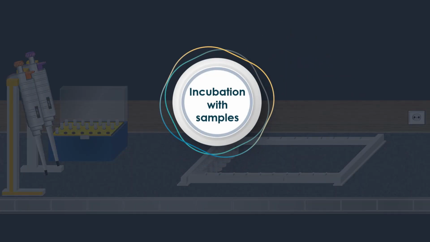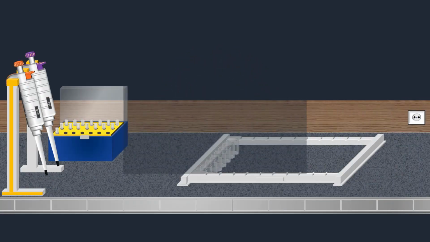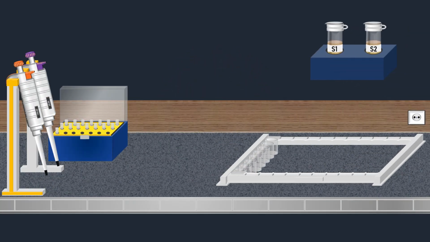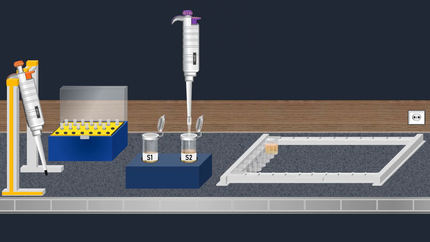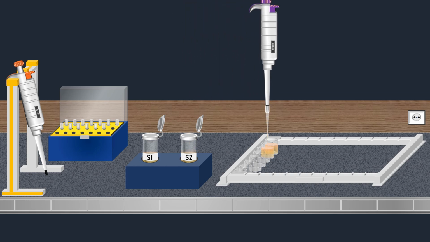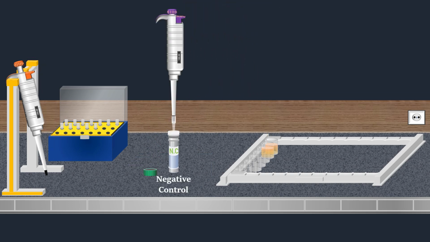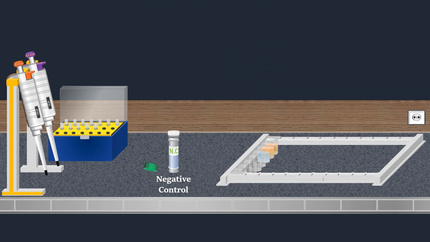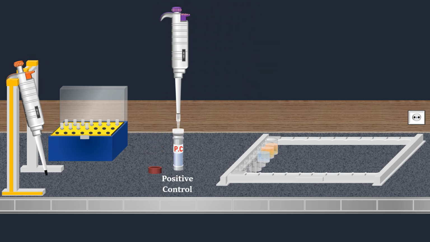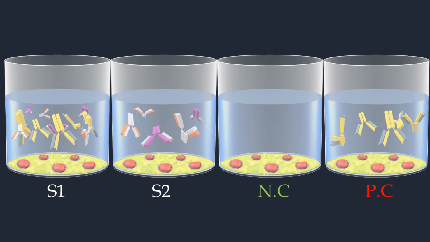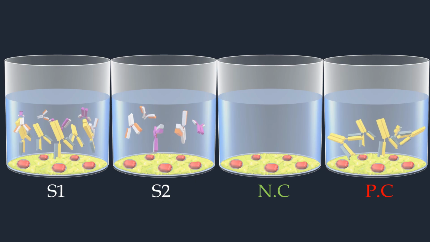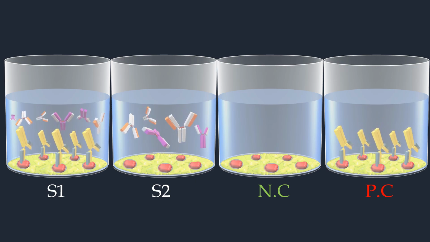After the blocking step, the next step is incubation with the samples. The serum samples obtained from patients are added into the wells, ensuring that each well receives the appropriate sample. After the serum samples have been added, it is important to include negative and positive controls to evaluate the test. The well strip is then covered to create a controlled environment for the incubation process. During the incubation period, the antibodies recognize and bind specifically to the corresponding antigens that have been immobilized on the surface of the wells.